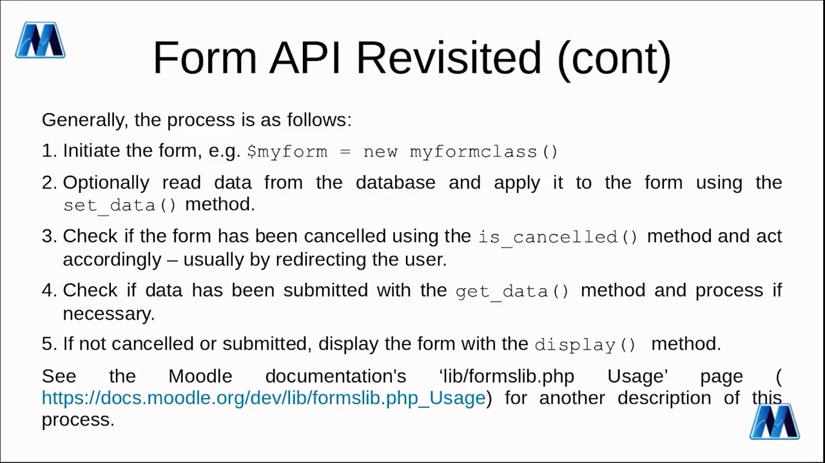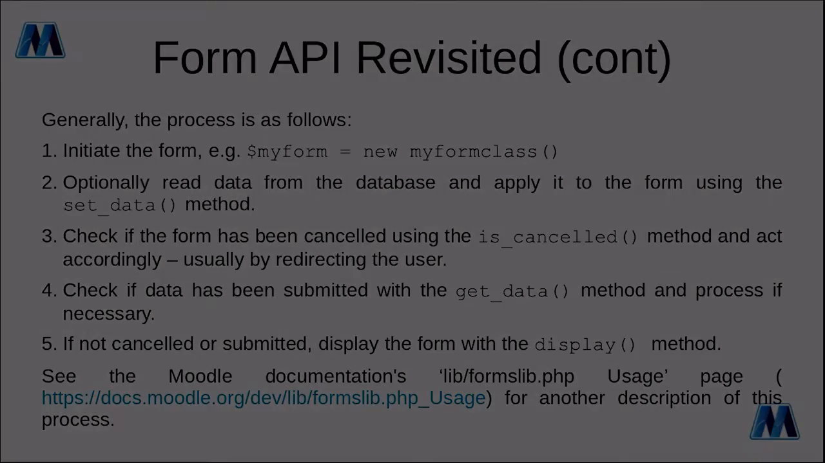So get the form. If you've got an existing record, get it from the database and apply it to the form. Check if the form has been cancelled. If it has, act accordingly. We could have switched those two. Check if the data has been submitted, using get data or is submitted, and then process that, and then redisplay the form if you wanted to, or you could redirect after processing the data.